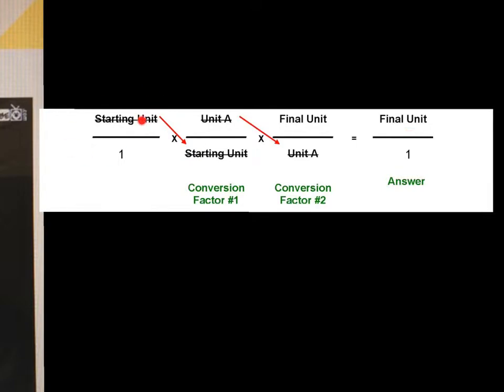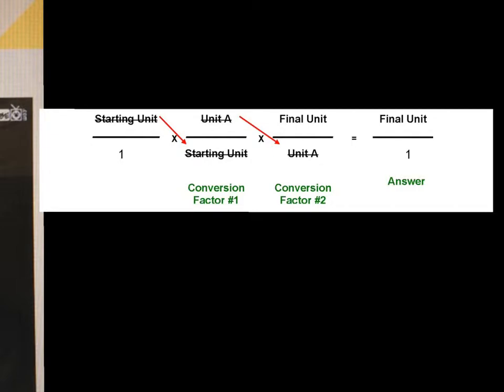Starting unit, copy it down. It cancels this intermediate unit, which is going to help us get to our final unit, but we don't want it in the final answer, so we have to cancel it. There's your final unit. Okay, so we've got to be able to show all of that work.